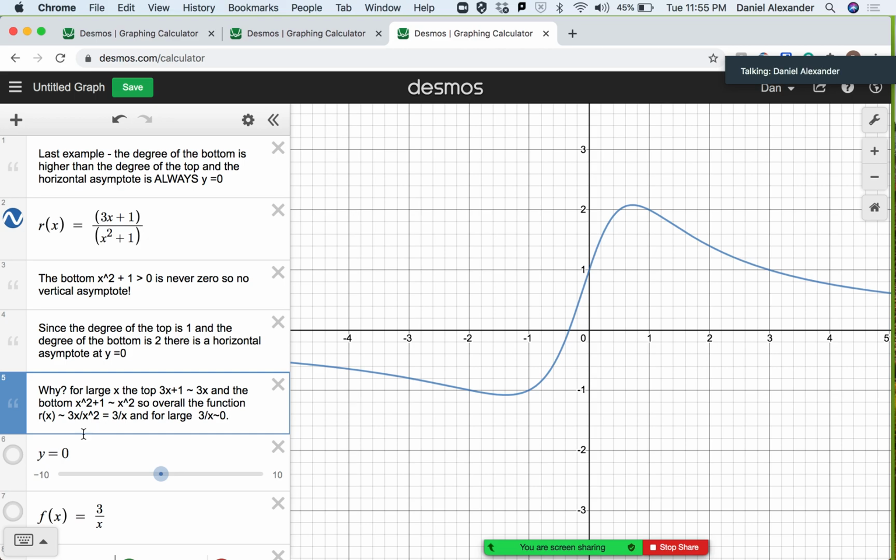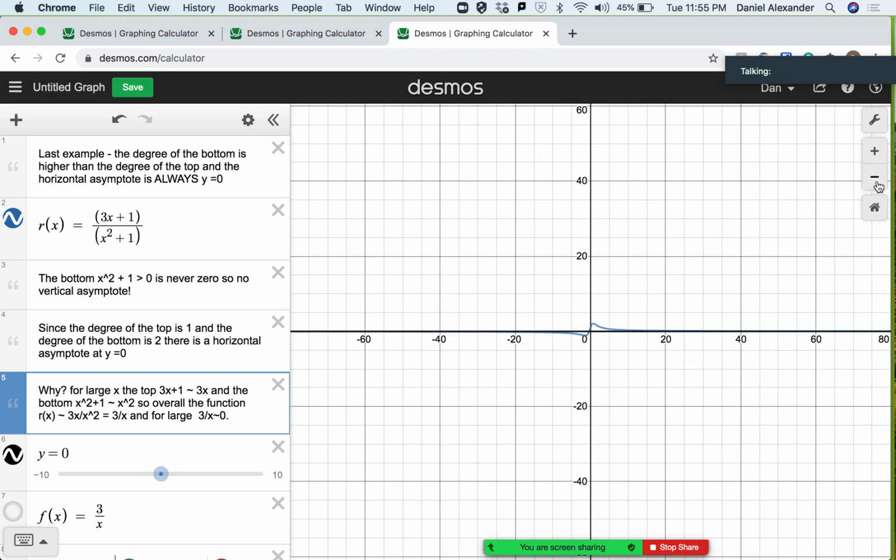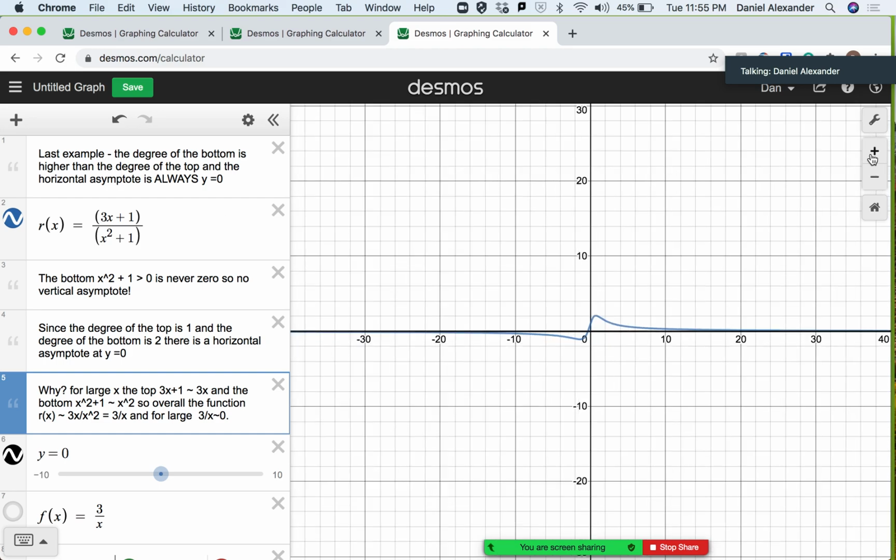Okay, so again, I'm going to add the horizontal asymptote. Again, you can see it here. It doesn't look close, but let's zoom out. And you can see the graph is approaching y equals 0 from the top on the right and from the bottom on the left. And again, if we zoom out some more, the horizontal asymptote and the graph are pretty much indistinguishable.